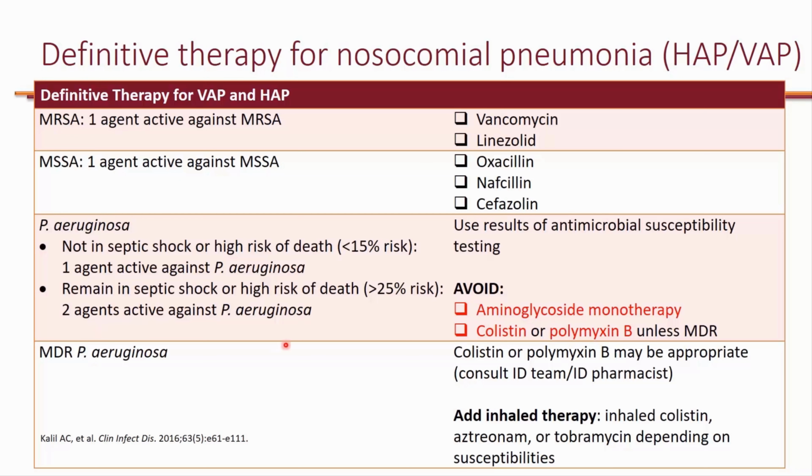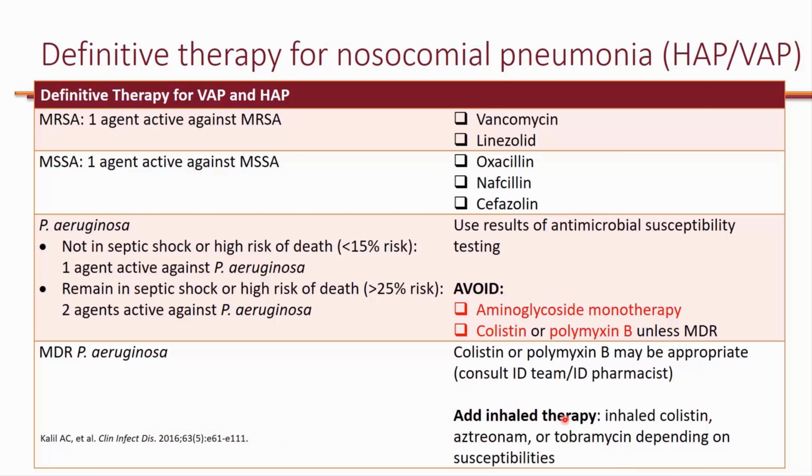Again, it's important to avoid aminoglycoside monotherapy. Even if Pseudomonas is susceptible to aminoglycoside, you should not use aminoglycoside monotherapy. You can only use aminoglycoside as a part of a combination. So, for example, you can use aminoglycoside plus cefepime. Now, when it comes to multi-drug resistant pathogens, you can also add inhaled therapy.